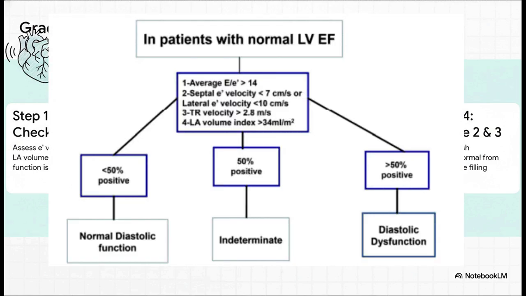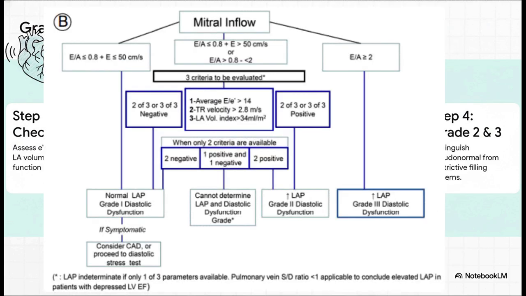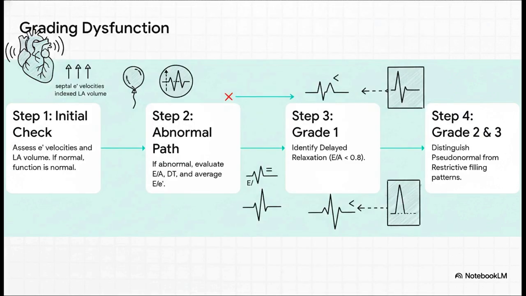Finally, step 4 is telling the difference between grade 2 and grade 3. Grade 3 is restrictive and usually has a very high E/A ratio. Grade 2 is what we call pseudonormal, because the numbers can trick you into thinking they look normal, but when you put all the clues together, you know they're not.